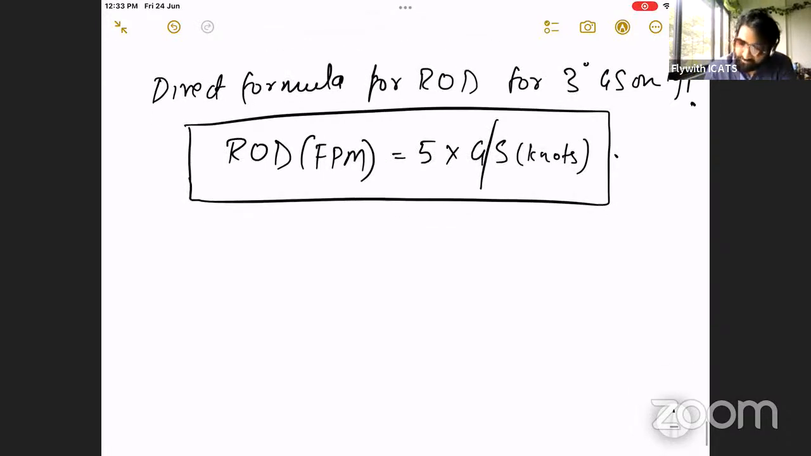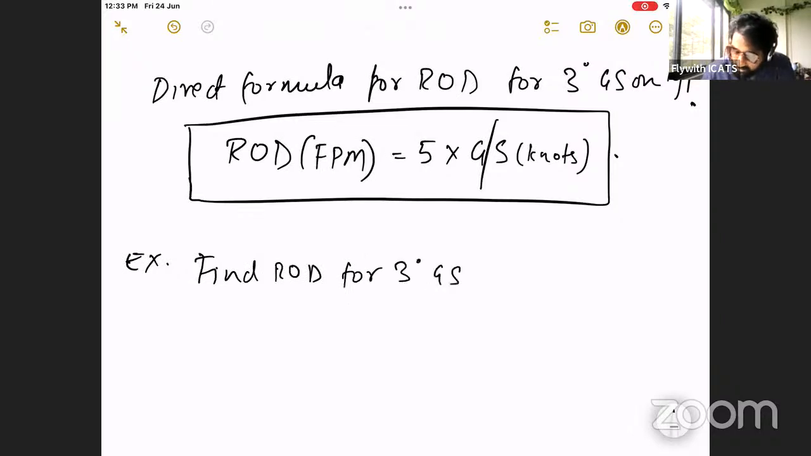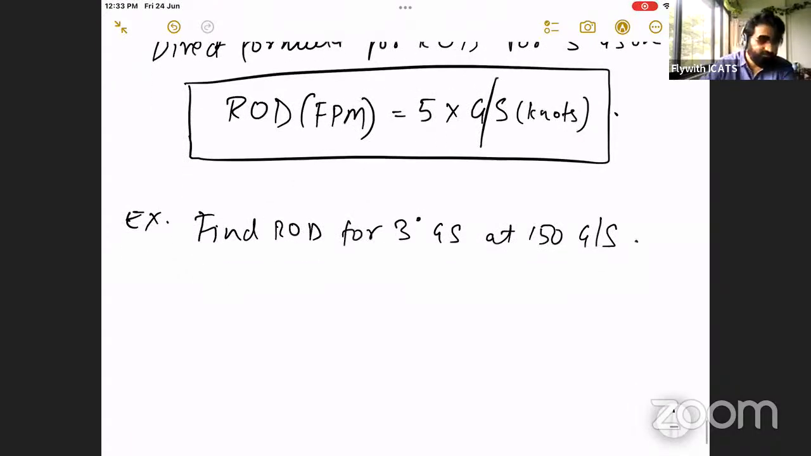Now try to solve it using the direct formula. Example, find ROD for 3-degree glide slope at 150 ground speed. Quickly solve it. Use the direct formula. You'll find your rate of descent. Because for 3 degrees, we have a direct formula.